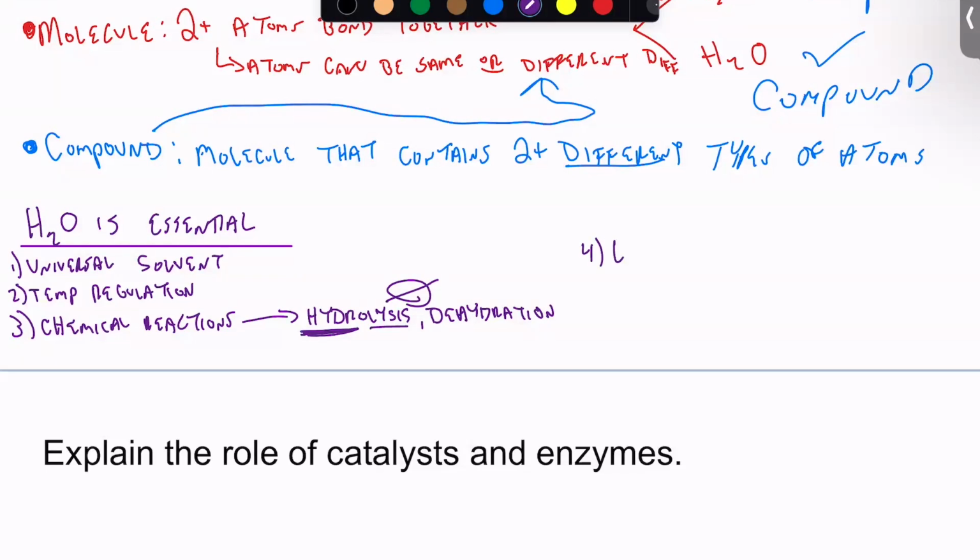And then 4, lubrication. So it reduces friction in things like your joints, your digestive tract, your eyes. And the last one is it is a good transport medium. So, for example, your blood plasma is predominantly water.